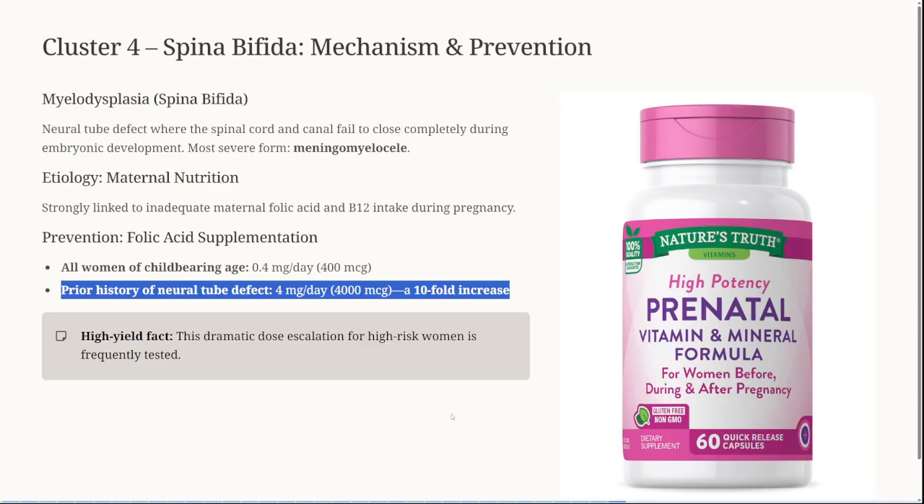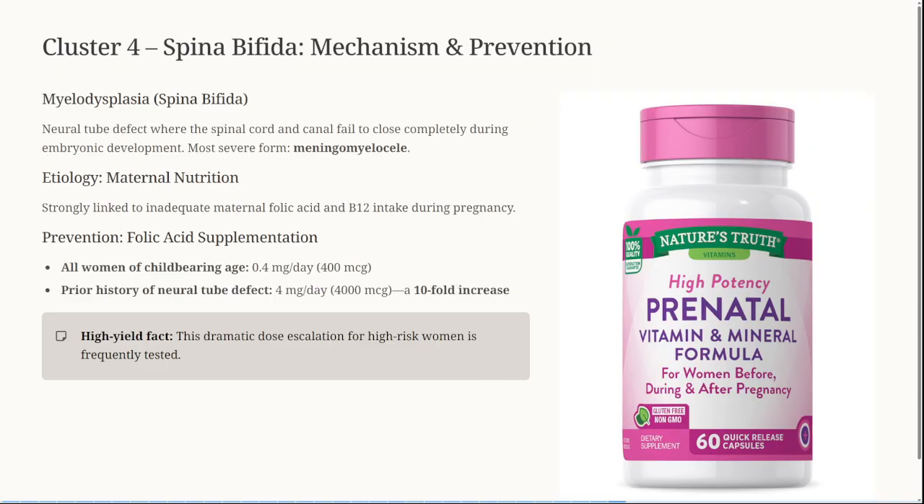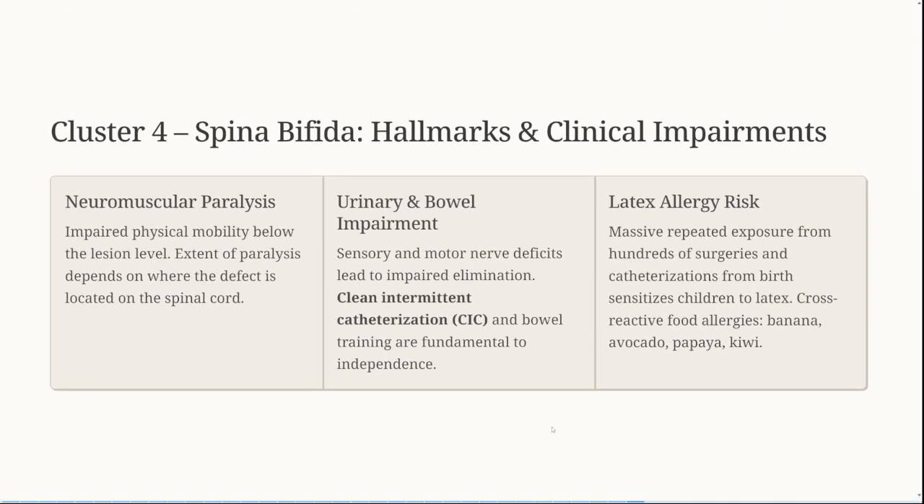And the clinical impairments are pretty predictable based on where the defect is. They are. You'll see impaired physical mobility from neuromuscular paralysis below the lesion and impaired urinary and bowel elimination because of sensory and motor nerve deficits. So management is key for independence. Right. Regular, clean, intermittent catheterization, or CIC, and specific bowel training are absolutely fundamental to their independence.